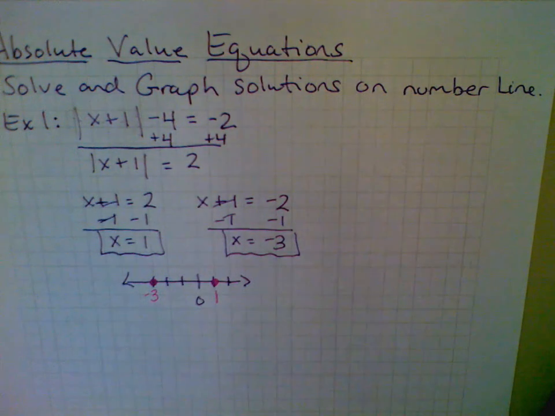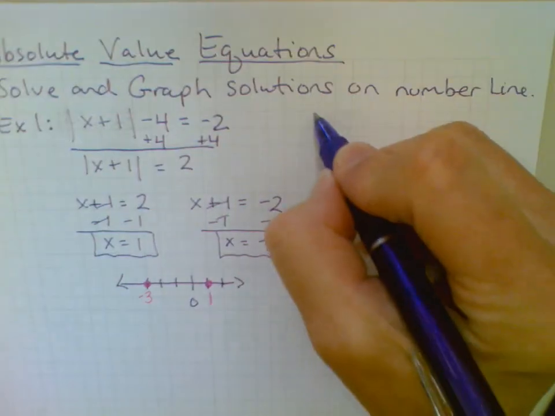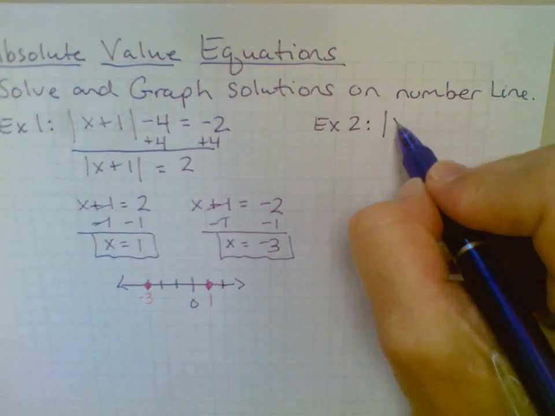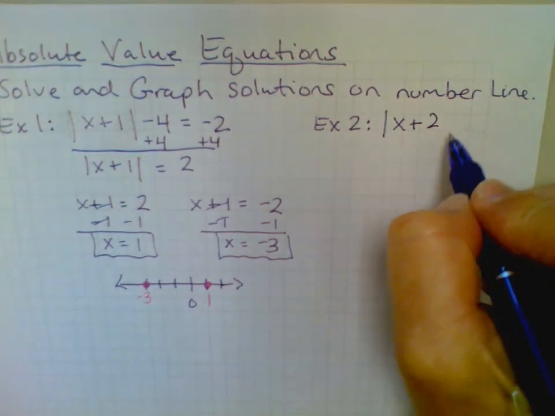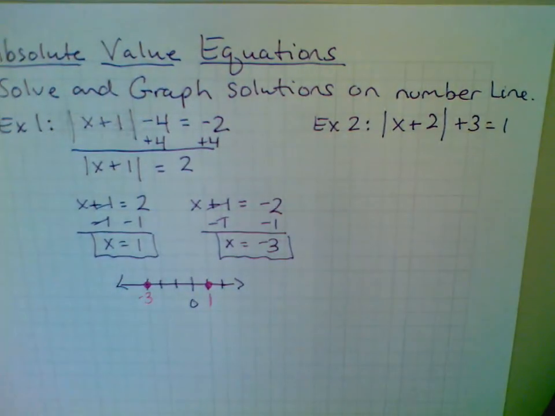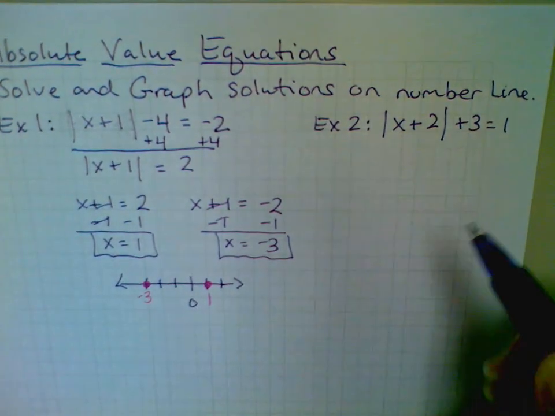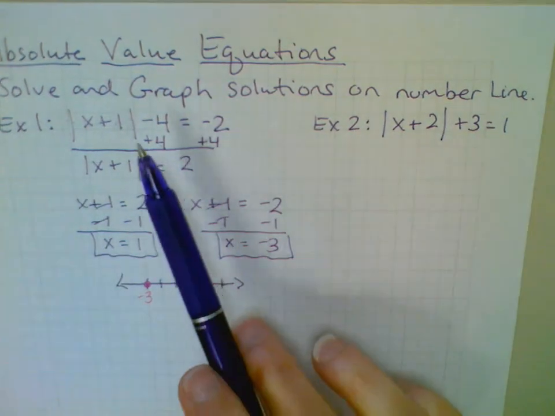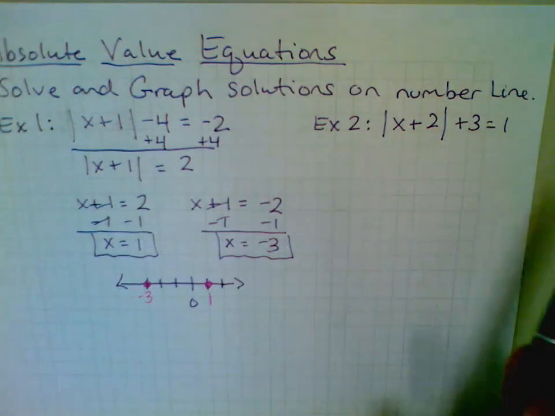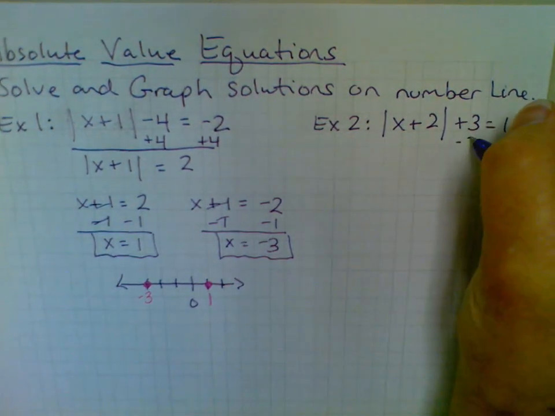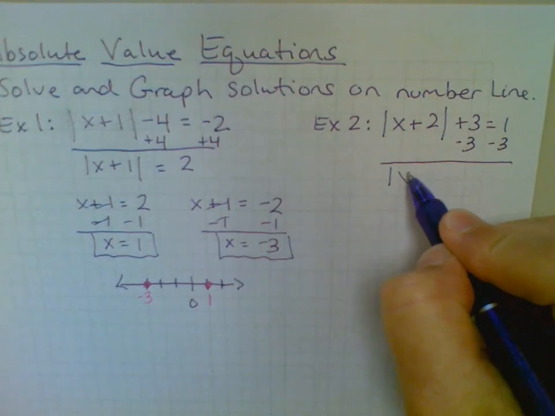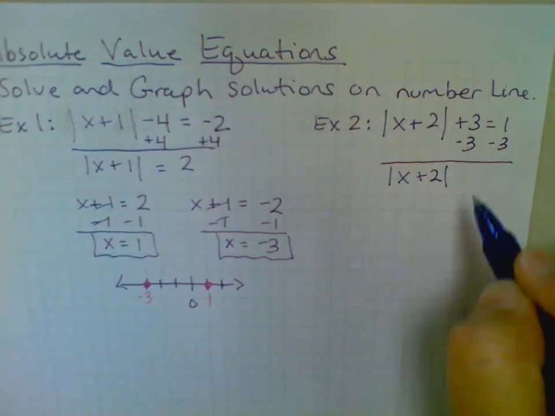Okay, example 2. Put that one right here. Okay, same process as the first one, because I can see that I've got a plus 3 that's outside the bars. So I'm going to undo that by subtracting before I do anything else. There's your absolute value part.